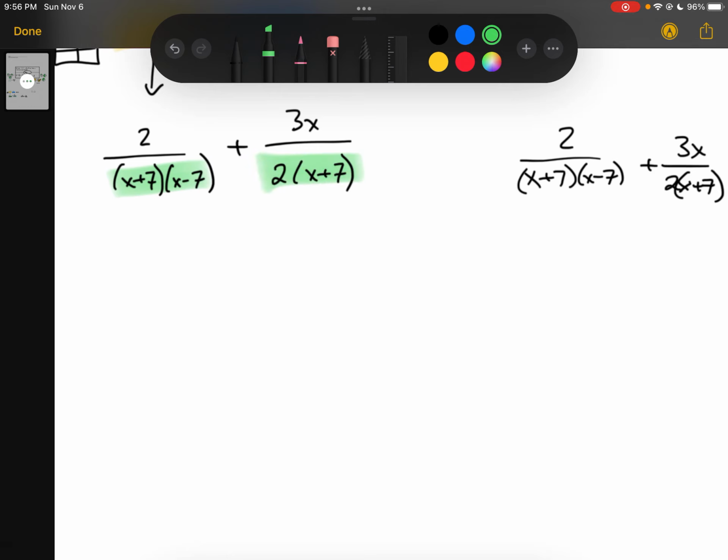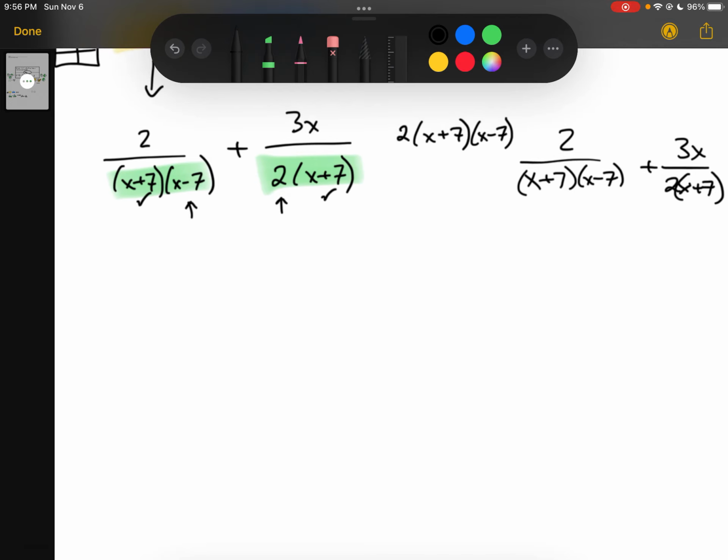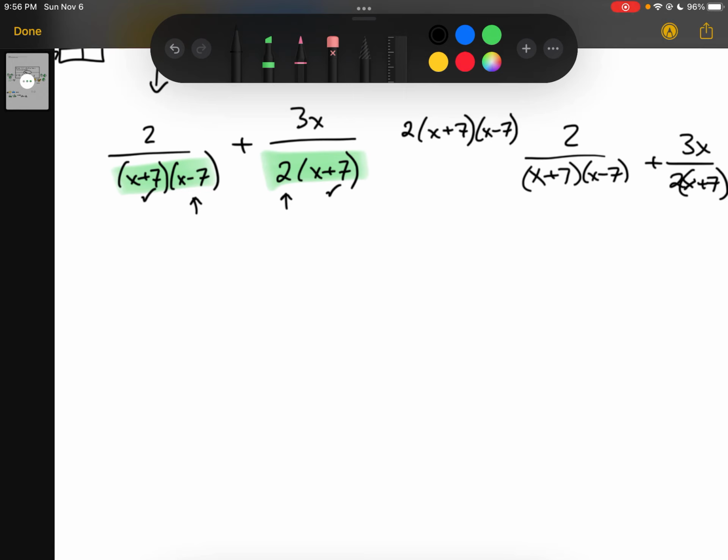So for both methods, the first thing that we want to do is focus in on our denominators. So we have two different ones. We have x plus 7, x minus 7, and we have 2, and we have x plus 7. So we can see right away they both have x plus 7 in common. Because of that, x plus 7 is a key factor in our common denominator. The second thing that we have to do is put together the pieces that they don't have in common. So they don't have x minus 7 in common, and they also don't have a 2 in common.